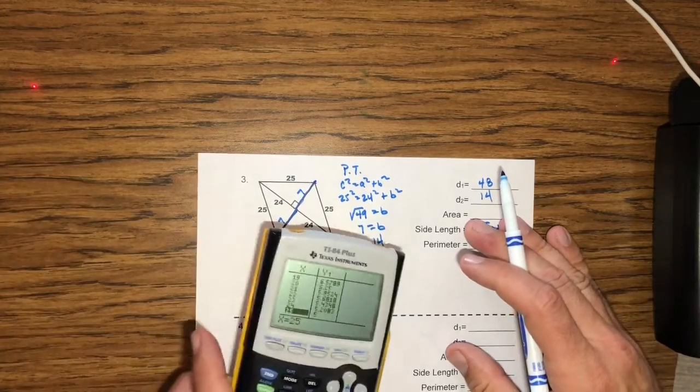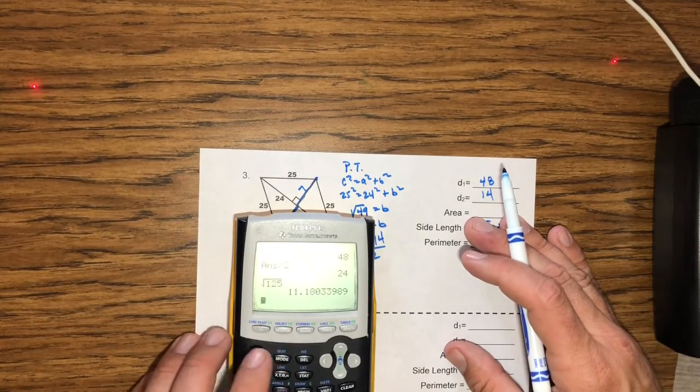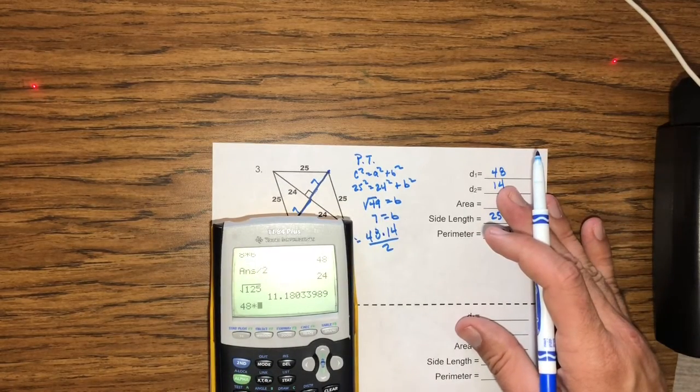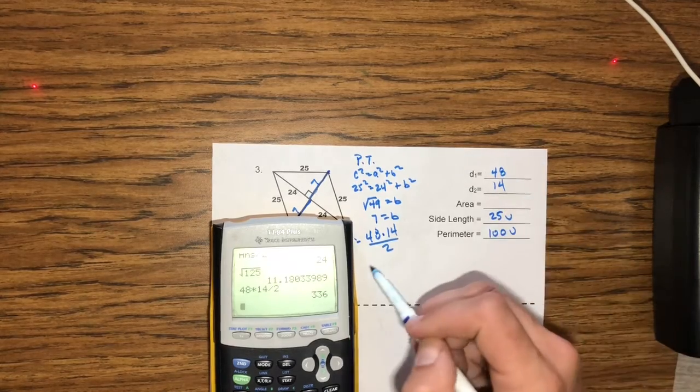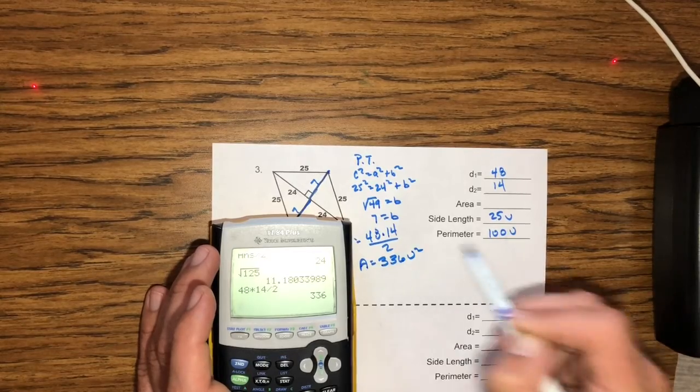And I'll just use the calculator for that. So let's get to 48 times 14 divided by 2. Area equals 336, and that'd be units squared.